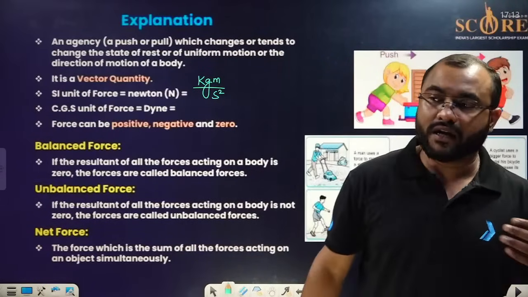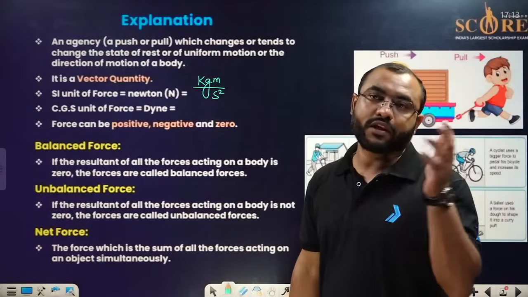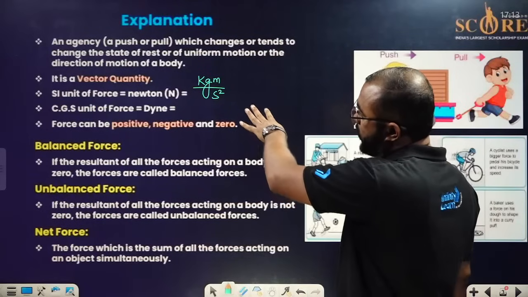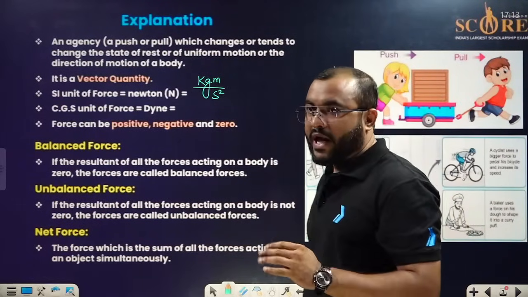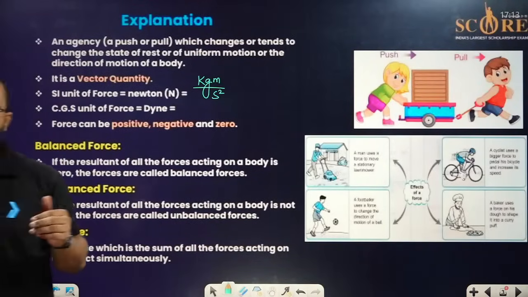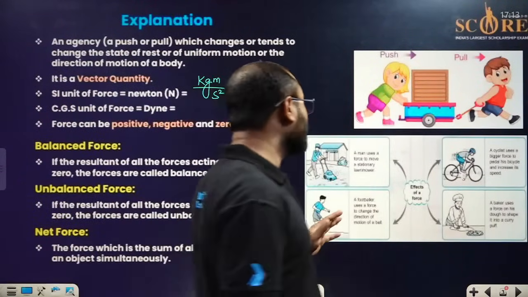But since Sir Isaac Newton has given all the information about forces, to give him respect, instead of writing kg meter per second square, we write Newton. And we represent the Newton with a capital N. Getting my point? That is all about the forces, everyone.